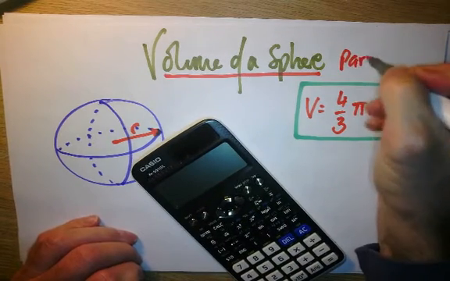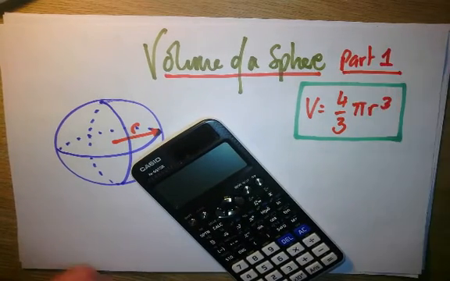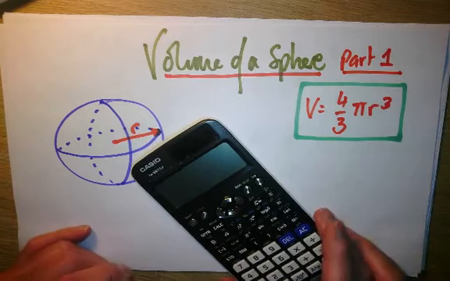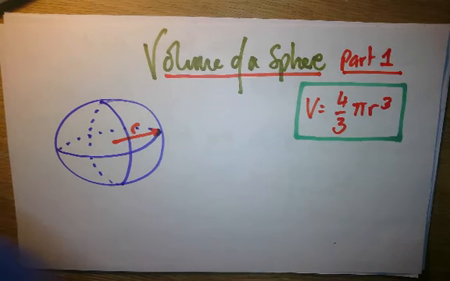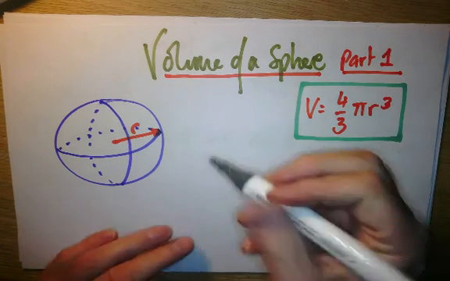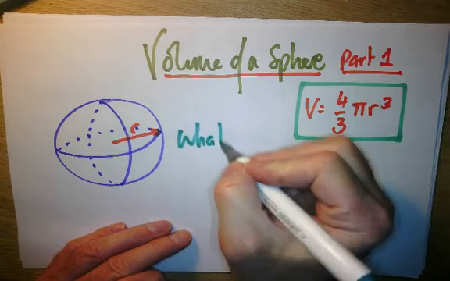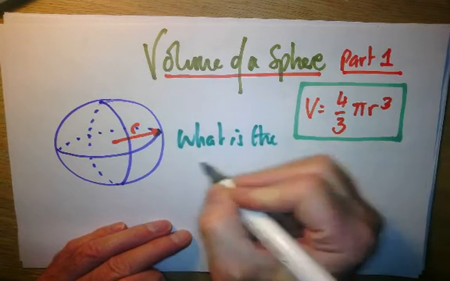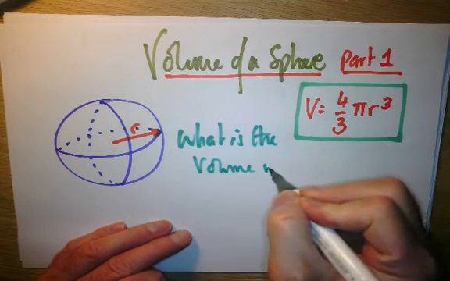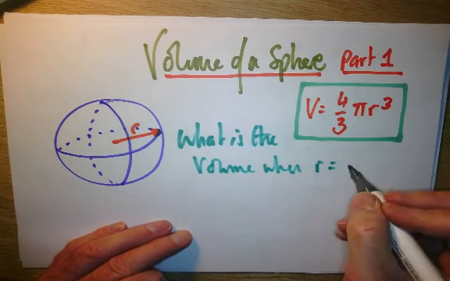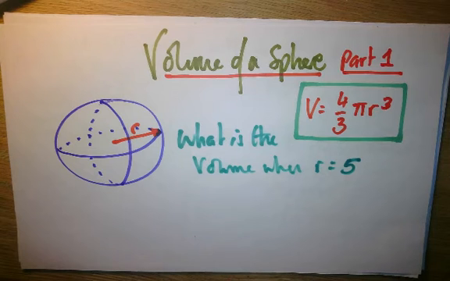Okay? So we're going to say this is the first part. And we're going to make it nice and straightforward. So we're going to simply say, what would the volume be if the radius equals... So what is the volume when r equals 5? So that's our question.